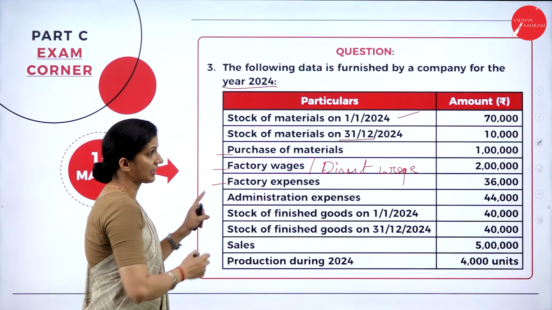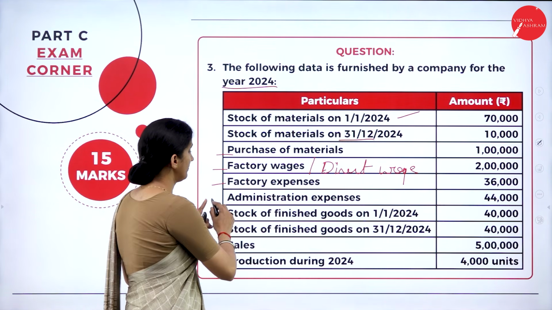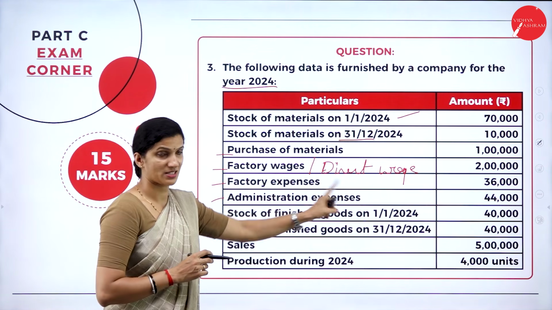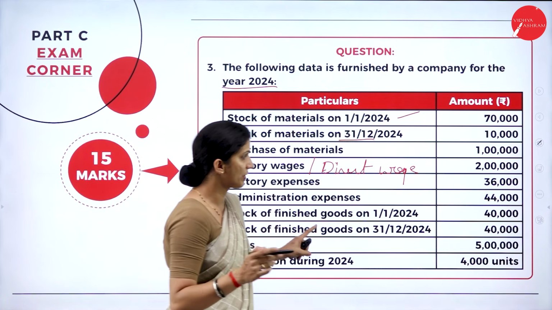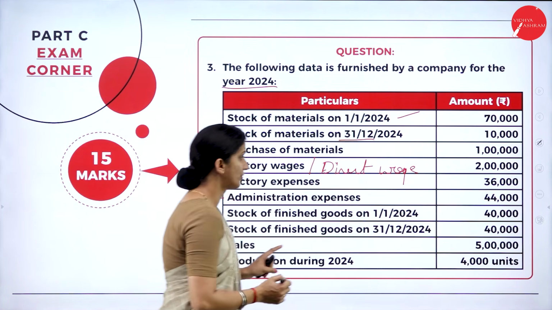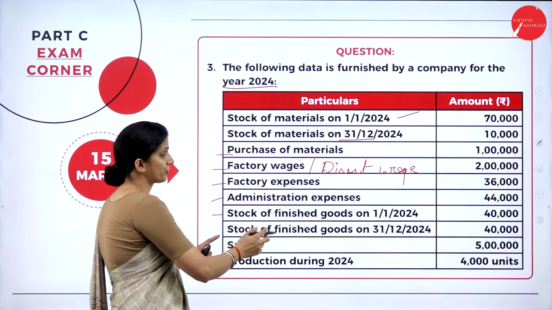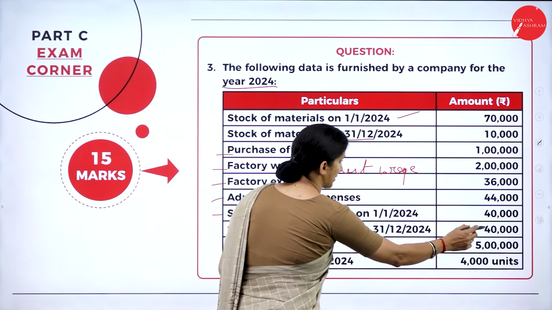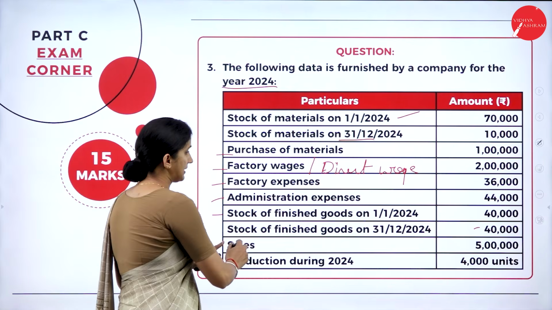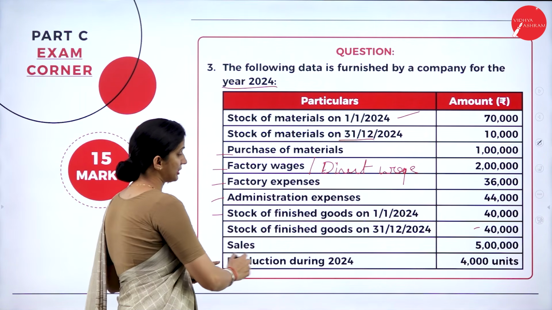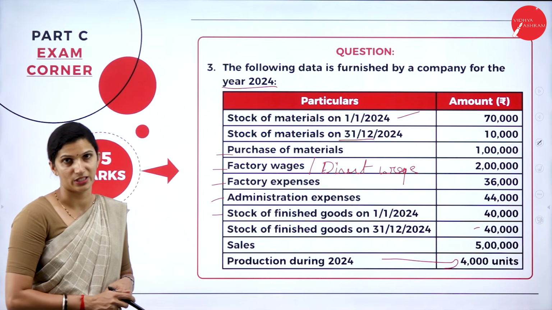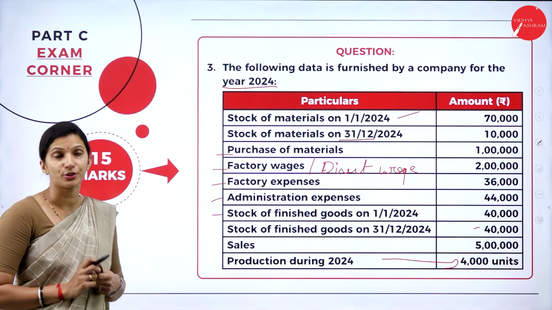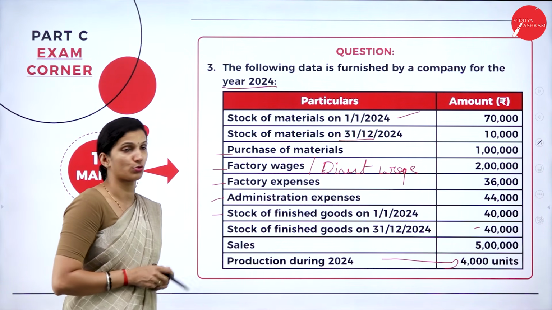Then we have factory expenses 36,000. Then administration expenses 44,000. Stock of finished goods on 1/1/2024 is 40,000. Then stock of finished goods on 31/12/2024 is again 40,000. Then sales we have 5 lakh. Then the production during 2024 is 4,000 units. So that is the number of units produced in the year 2024, that is 4,000.